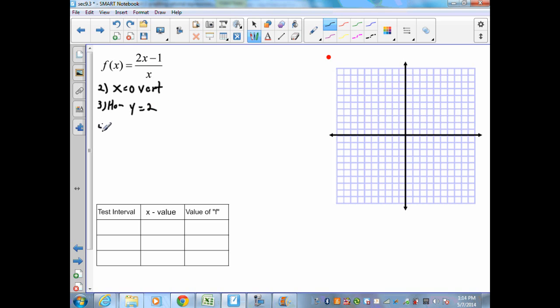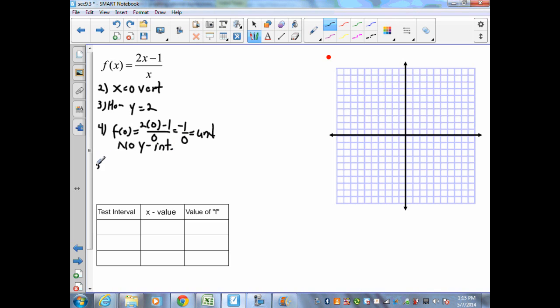And step 4, I want to find my y-intercept. So I find the value of f of 0, which is going to be 2 times 0 minus 1 all over 0. And you can see I'm going to get a negative 1 over 0, which is undefined. So I have no y-intercepts.